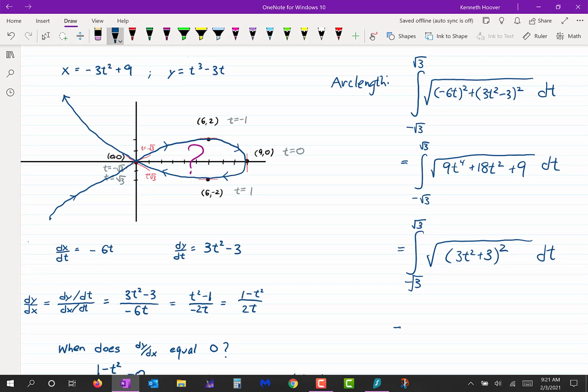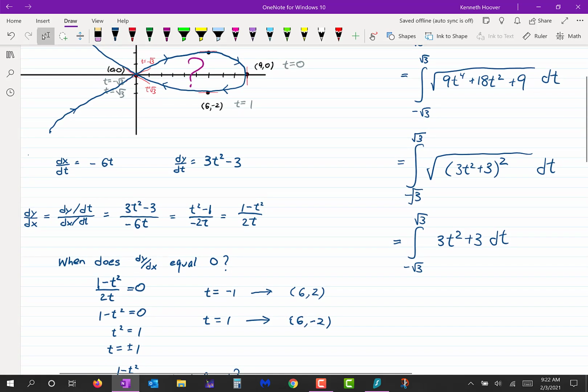So you might remember I said this was an easy integral, and the reason I said that is because I see now that all we're integrating is 3t squared plus 3. And I think you would agree that that is an easy integral. Okay, what's the antiderivative? The antiderivative is t cubed plus 3t.